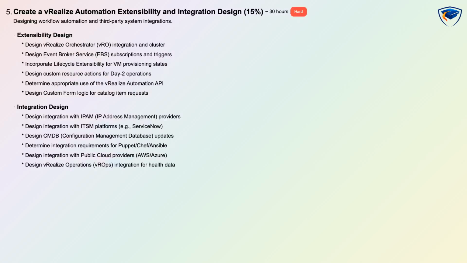The fifth domain, Create Realize Automation Extensibility and Integration Design, focuses on designing workflow automation and third-party system integrations. In this domain, you'll learn to design vRealize Orchestrator integration and cluster, event broker service subscriptions and triggers, lifecycle extensibility for VM provisioning states, custom resource actions for day 2 operations, and determine the appropriate use of the vRealize Automation API.